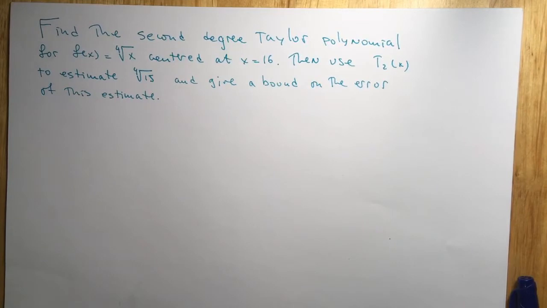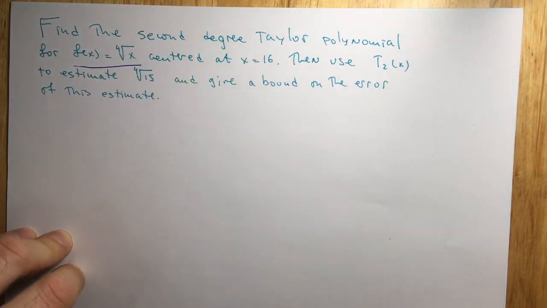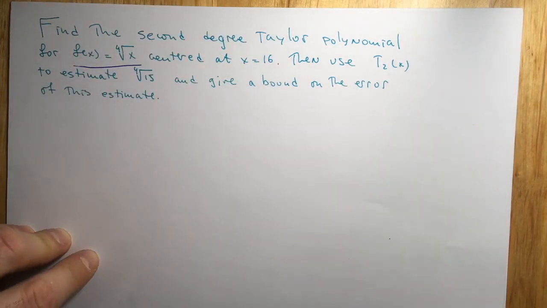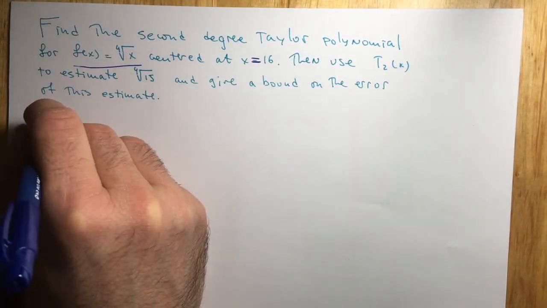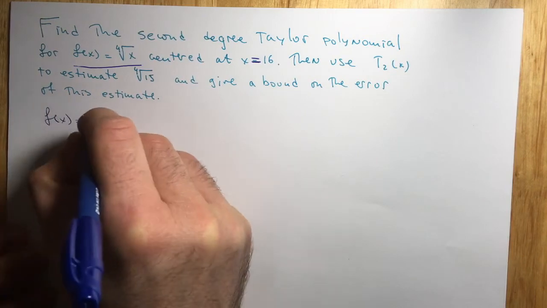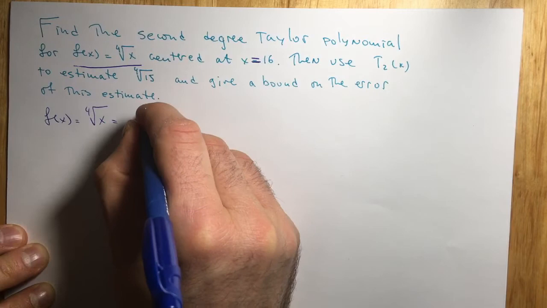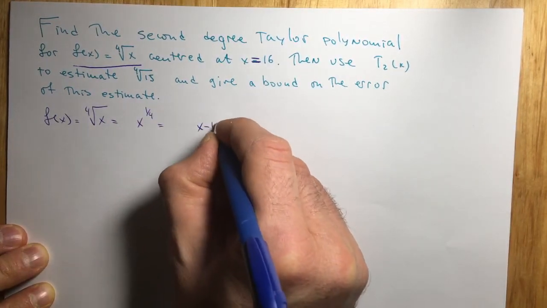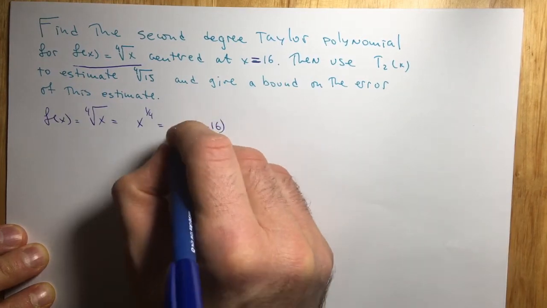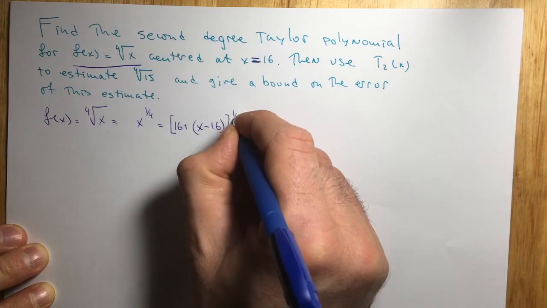So here we have to find the second degree Taylor polynomial for the function fourth root of x centered at 16. Okay, so let's deal with that center first of all. So f of x is equal to the fourth root of x, or x to the power of 1 over 4. And now let's center it at 16, so that's x minus 16. If I subtract 16, I have to add 16, the whole thing to the power 1 over 4.